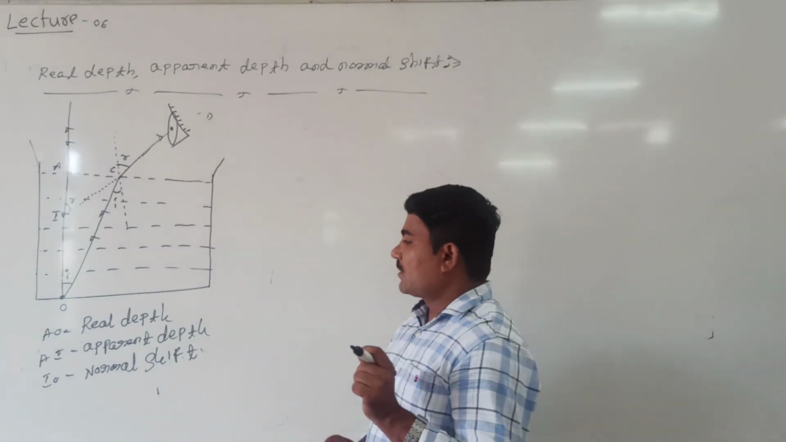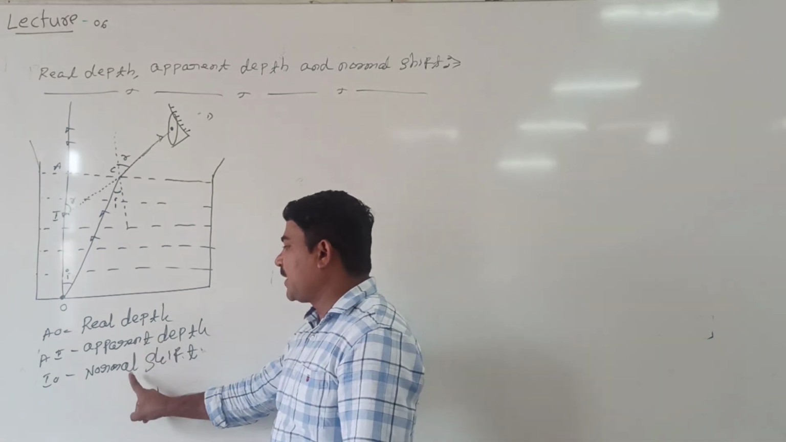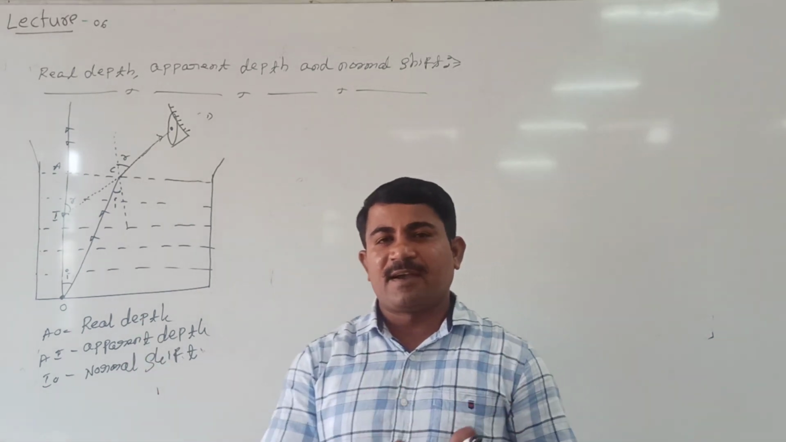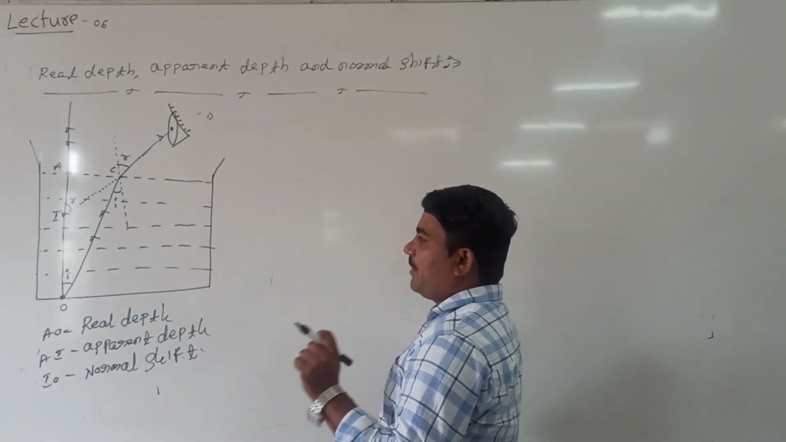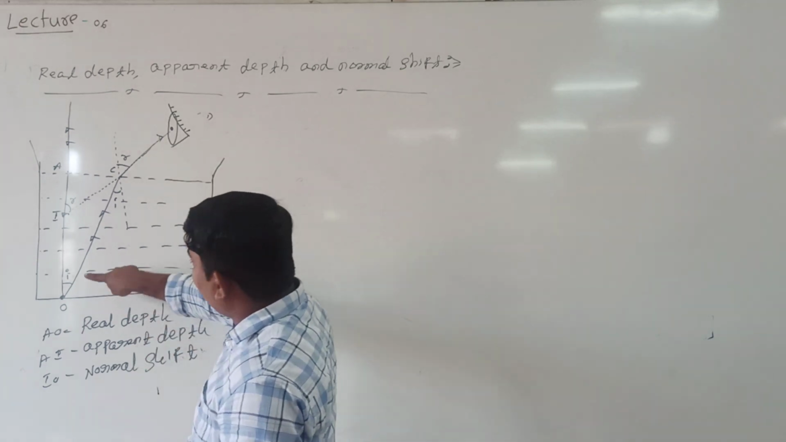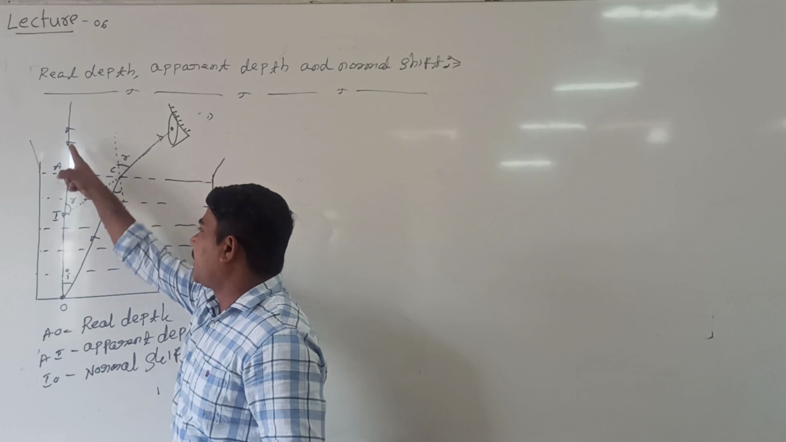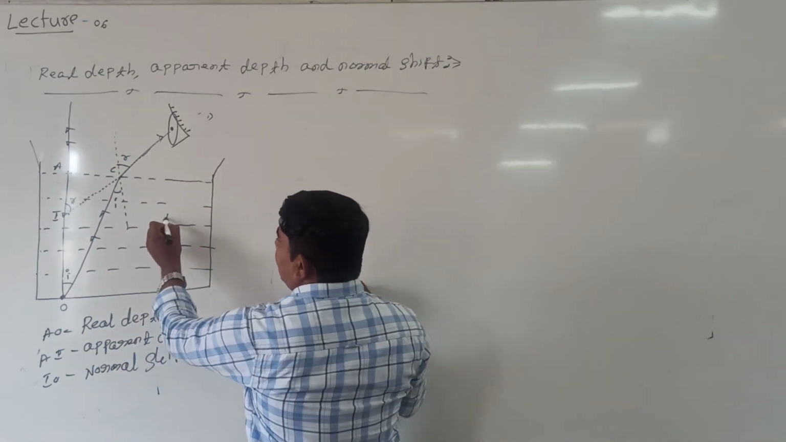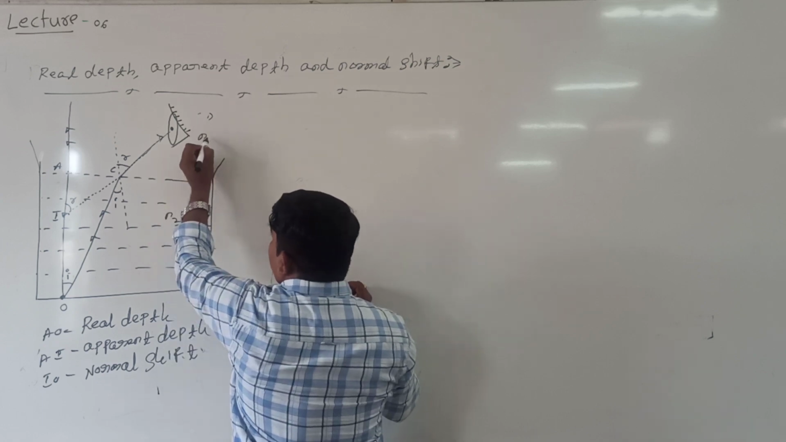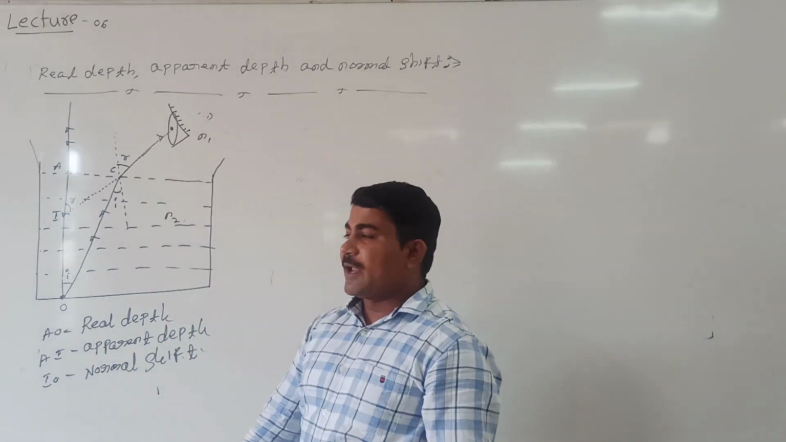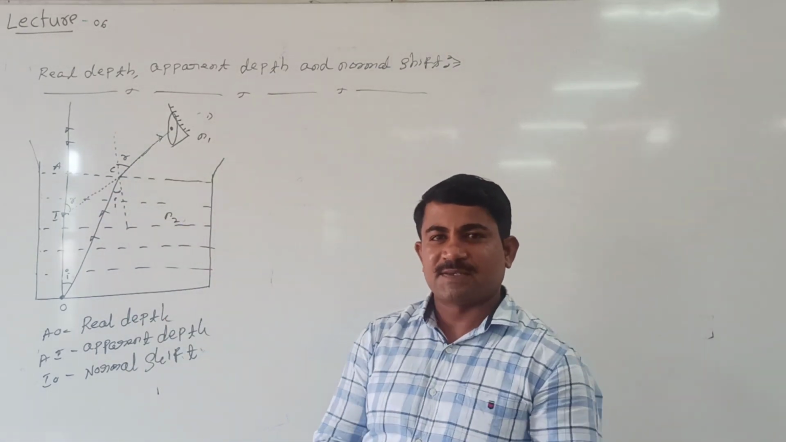Right or wrong? Then I need the relation between real depth, apparent depth and normal shift. That we'll see. Before that, the ray of light goes from denser medium to rarer medium. Ray of light goes like this. This second is called the denser medium, and this is the rarer medium. The ray of light goes from denser to rarer. Are you following me?